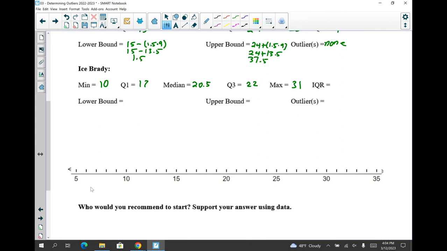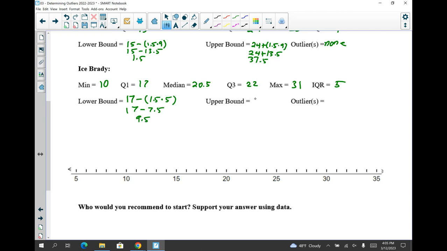Our interquartile range would be 22 minus 17, which is 5. Our lower bound is going to be 17 minus 1.5 times 5. So 17 minus 7.5, which gives us 9.5. Ooh, so just missed having an outlier there.